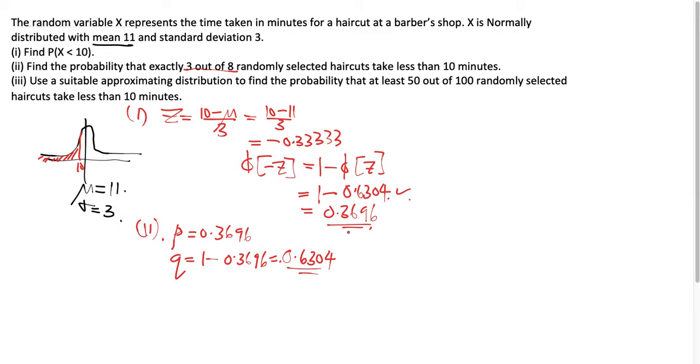So this is a binomial distribution, because 3 out of 8 randomly selected, so it's only 3 that take less than 10 minutes. Therefore it should be 8C3 times 0.3696 to the power of 3 times 0.6304 to the power of 5. So this is success and this is failure. Use the calculator to find the answer.